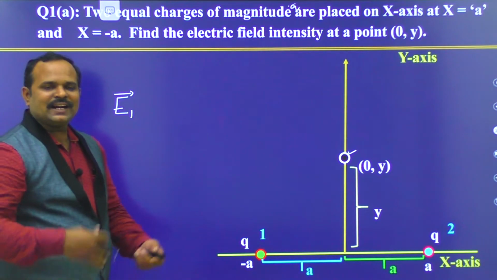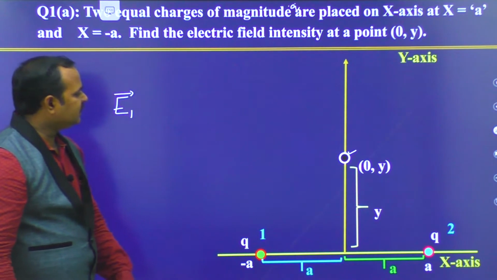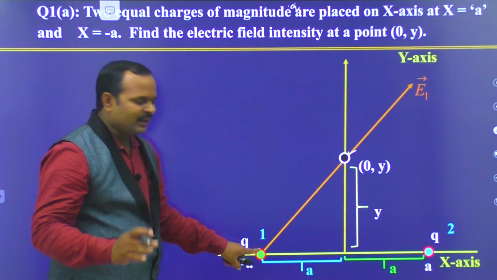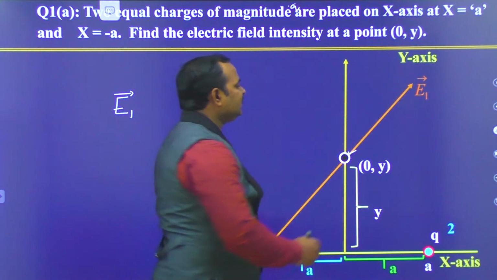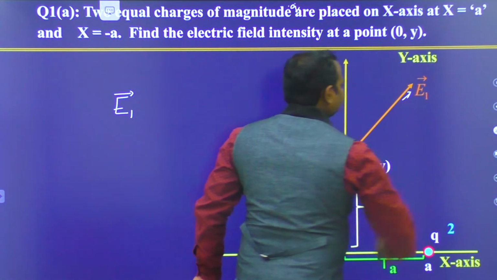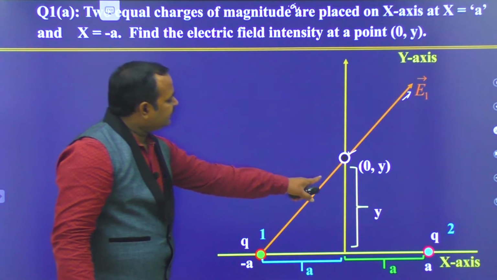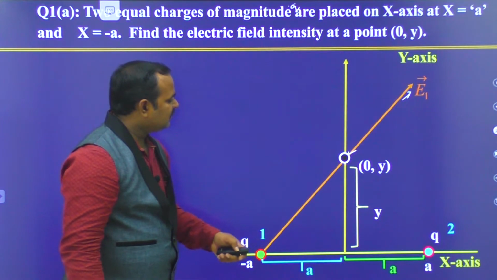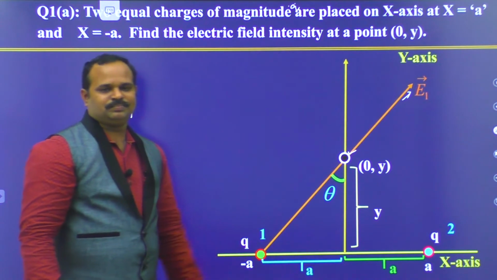And the direction of this electric field is along the line joining from here to here, that means in this direction. This is the electric field generated by the first charge at this point, and the direction of the electric field is in this direction. That is E1. And this electric field line makes an angle theta with respect to the y-axis.